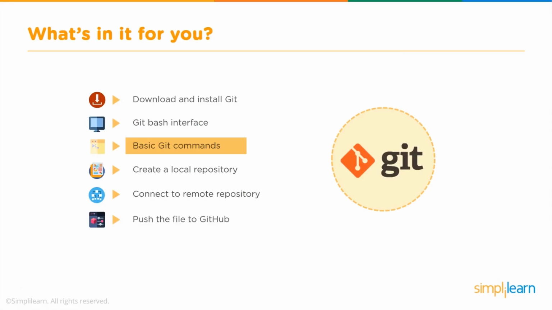We'll type in some basic Git commands. Next, we'll create a local repository. That is, we'll create a repository on our local machine. We'll then connect to a remote repository, and finally we'll push the file onto GitHub.